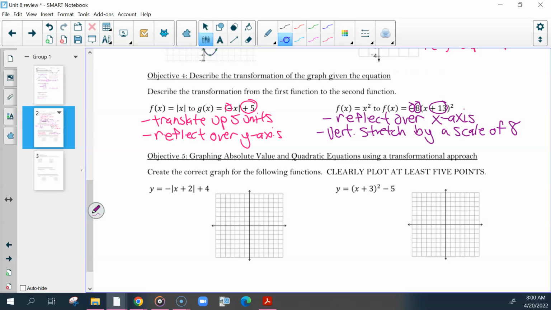And then the 13 on the inside is a translation, and it's opposite. So whatever you're thinking, do the opposite. It's plus, so it's really moving to the left. So translate left 13 units. Any questions on that one?